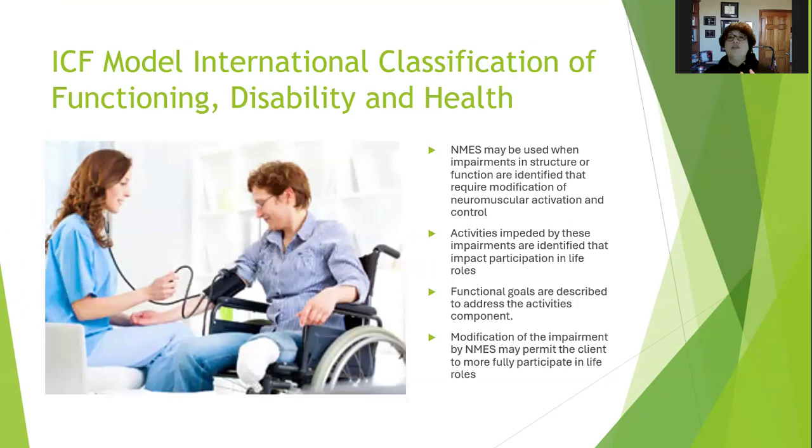So neuromuscular electrical stim can be used when impairments in structure or function are identified that require modification of neuromuscular activation and control. So the activities that are impeded by these impairments are identified that impact the participation in life roles. So just strengthening a single muscle isn't our goal. Our goal is to improve function. And so functional goals want to address the activities component. So how is strengthening this muscle going to improve the person's function? And modification of the impairment by neuromuscular electrical stim might permit the client to participate more fully in life roles.